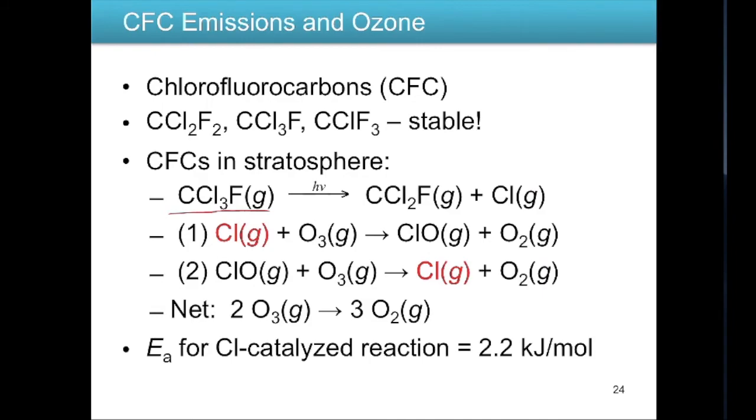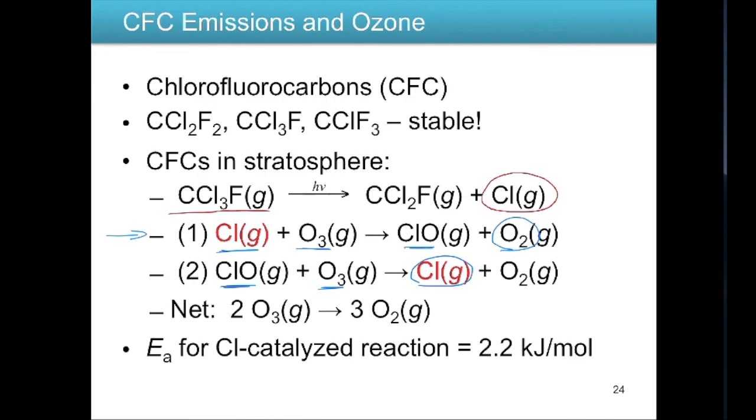So a CFC breaks down to produce a chlorine atom, and then that chlorine atom can insert itself into the decomposition of ozone. So now ozone is reacting with the chlorine to produce O2, and then that chlorine is reproduced when the intermediate ClO reacts with another ozone, creating another chlorine. So that chlorine can then go back into the first reaction and react with another ozone and break it down.